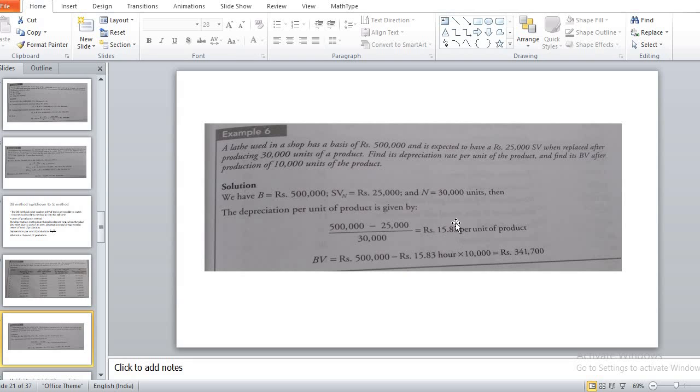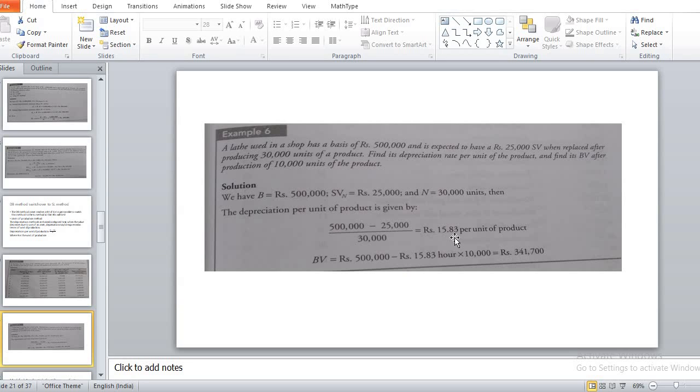So this depreciation value is 15 rupees 83 paisa that we should add to the cost of that particular component. Suppose the cost of that particular component is 10 rupees. Instead of selling that component for 10 rupees, we should add this 15.83 rupees to that 10 rupees. Now the total cost of that particular product becomes 25 rupees 83 paisa.